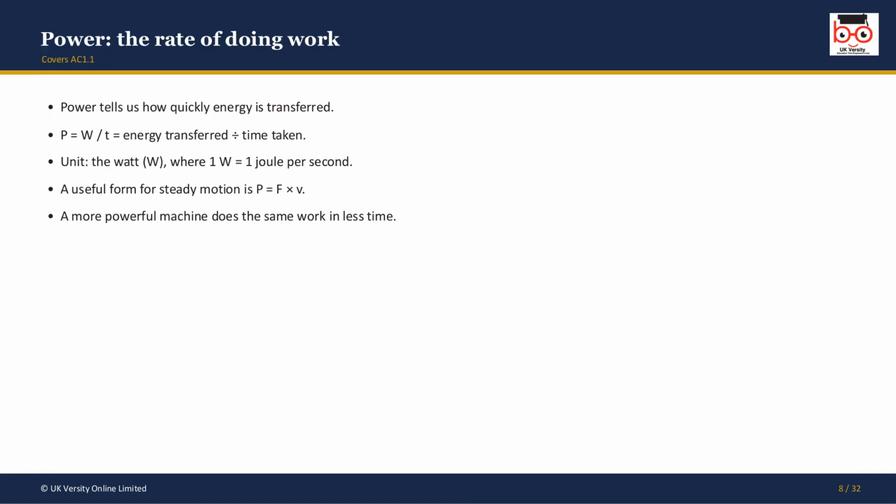Now to power, which tells us how quickly energy is being transferred. Power equals the work done divided by the time taken, and its unit is the watt, where 1 watt is 1 joule every second. There's also a handy version for steady motion. Power equals force times velocity. The key idea is that a more powerful machine gets the same job done in less time.